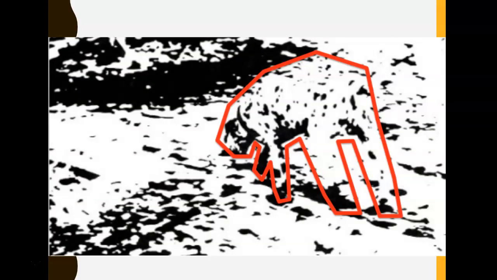I want you to take a look here at this image and scan the image. I want you to think about, what do you see? Do you see anything in this image? Maybe something hidden? Look around for it. Yes, some of you found it. It is a Dalmatian.